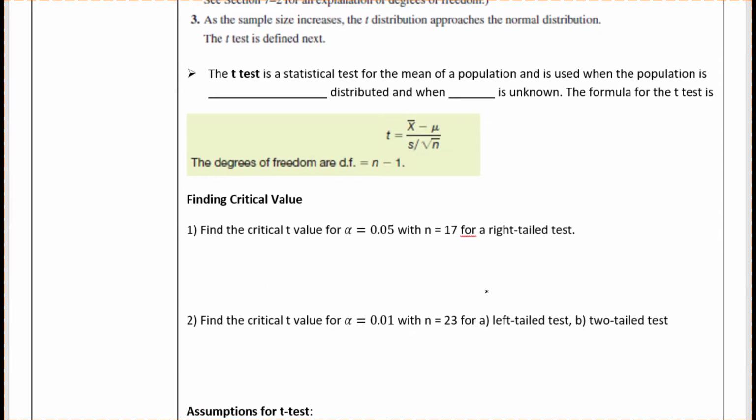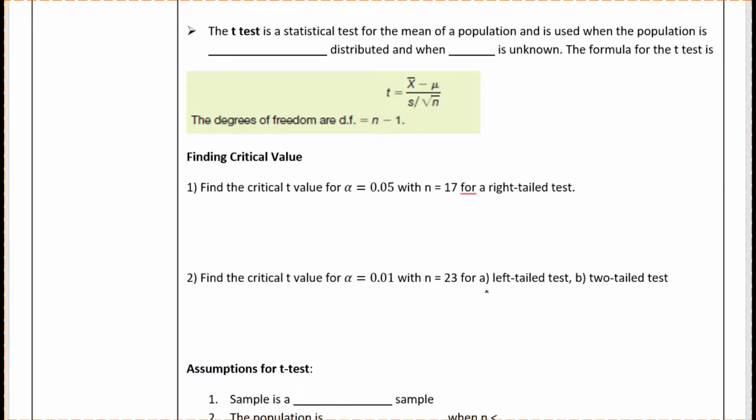Then we're going to define what the t-test is. It's a basic statistical test used to test the mean of a population, and we can use it when the population is normally distributed. That's generally the criteria for these tests. So the population has to be normally distributed, or approximately so. Generally we use this when we don't know what sigma is, because if you know sigma, you can generally use the z-test. If you don't know it, and you generally don't, and your sample size is small, then make sure that your population is normally distributed before using this test.